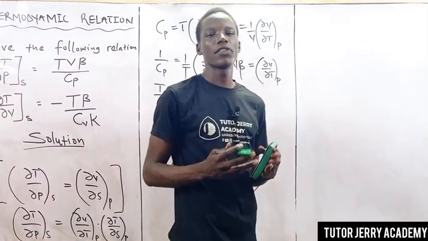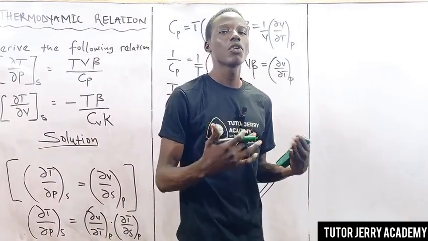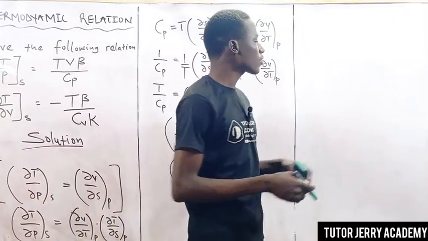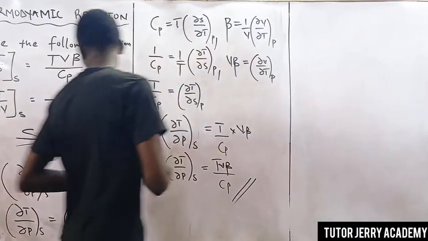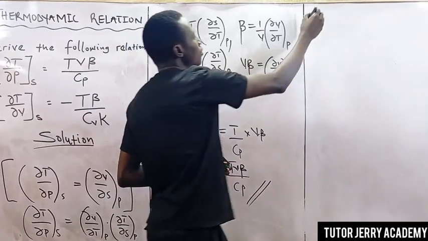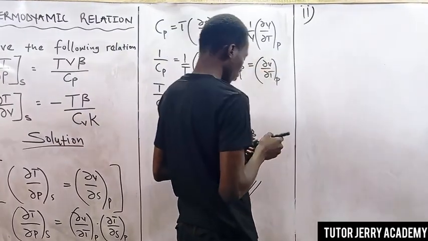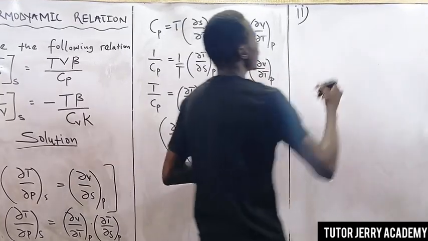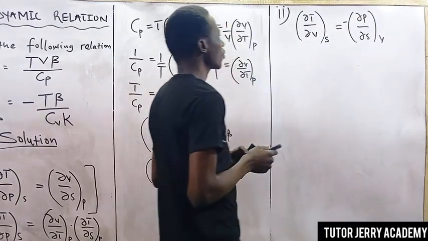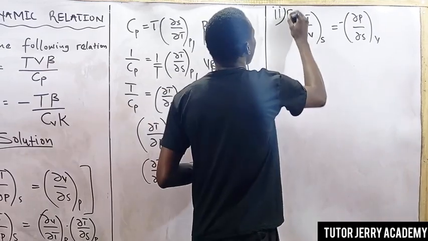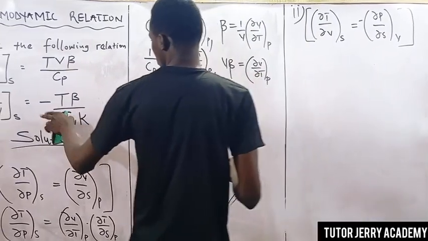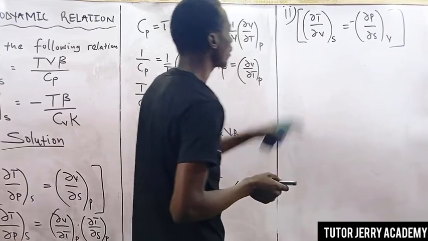Now, in order to derive the second relation, we'll still be making use of our Maxwell equation, but not this Maxwell equation. The Maxwell equation we are going to be using to derive our second relation is nothing but the partial derivative of T over the partial derivative of V keeping S constant, multiplied by minus. So this Maxwell equation is what we are going to be using to derive this relation. So what do we have here?